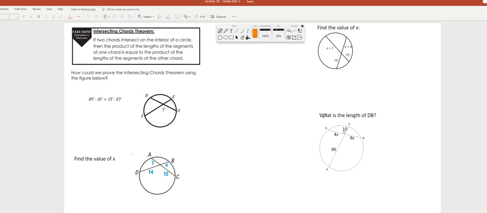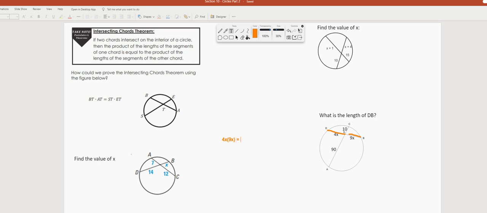So for this one, they're asking you, what is the length of DB? So from D to B, I need to find the whole segment. Okay, how big is the whole segment? Not just the value of x. Okay, but I need to set up my problem first. So I need to multiply 4x multiplied by 9x. So let me type that in. So it's going to be 4x times 9x.